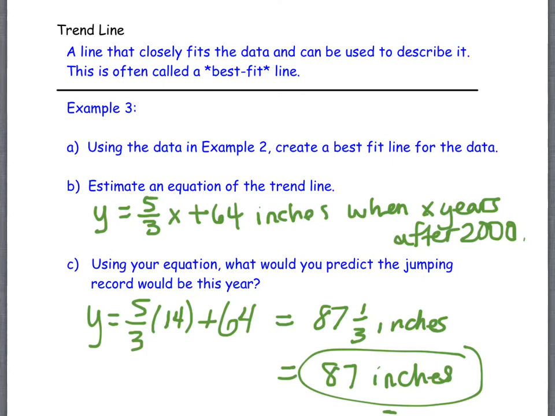What do you think? Are they going to jump 87 inches this year? No. That's a pretty big difference, isn't it? Yeah, anytime you go out of the data set that you're looking in, you're doing what's called extrapolating, which means that your answers are more subject to being wrong, okay? All right, one last thing then.